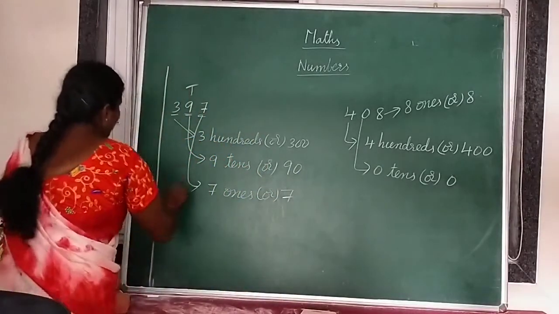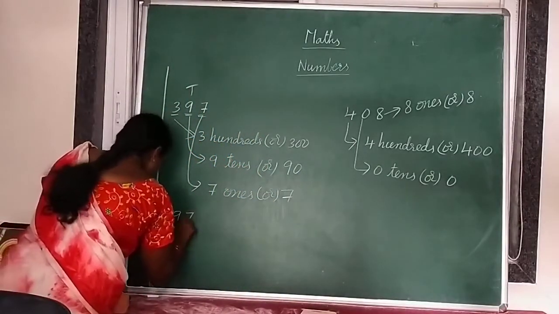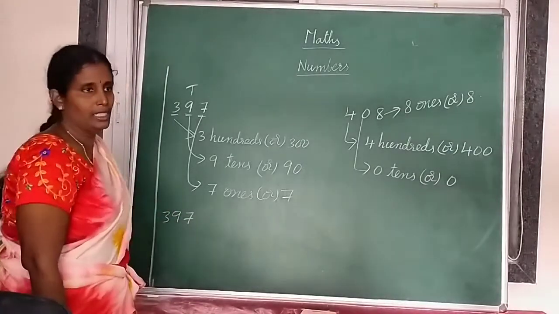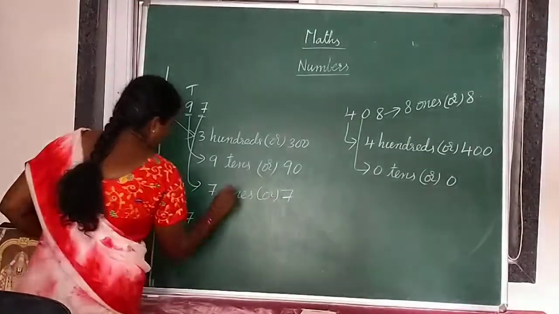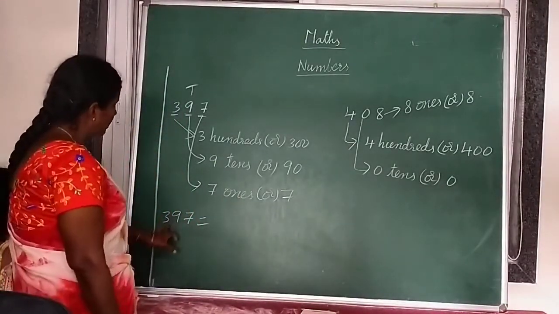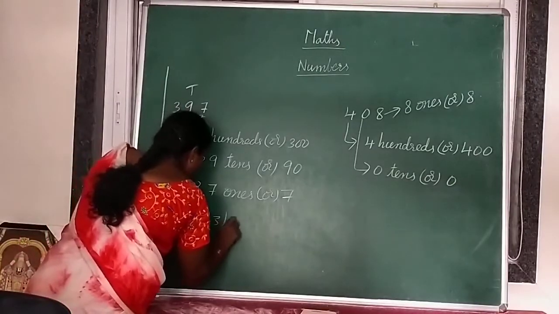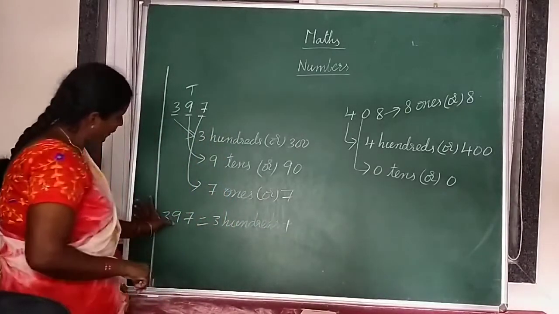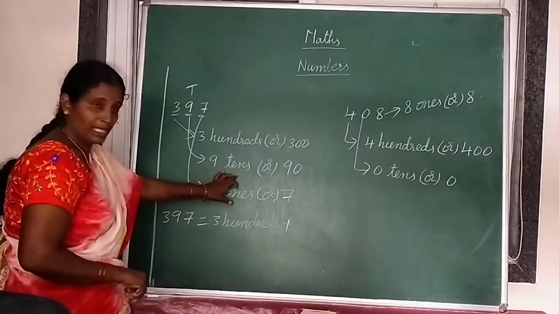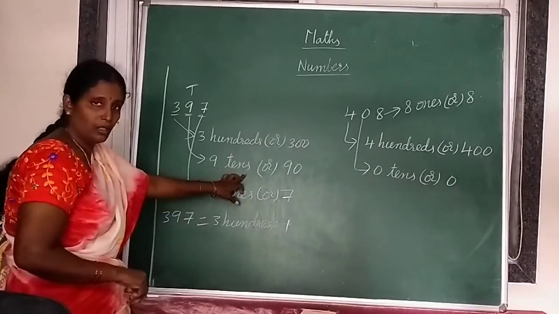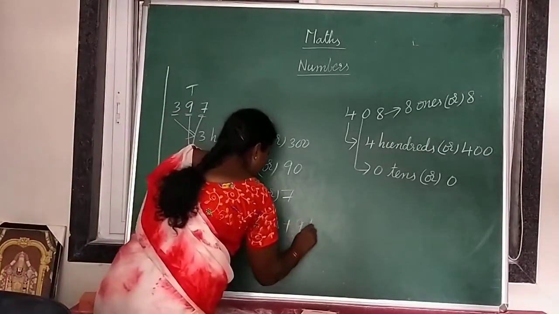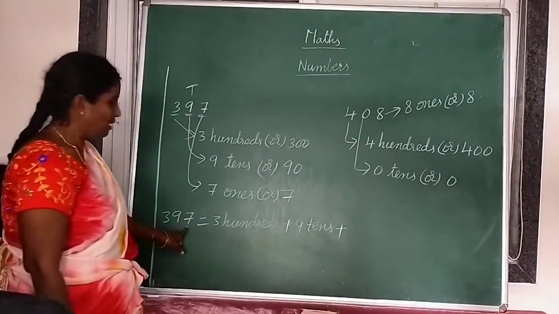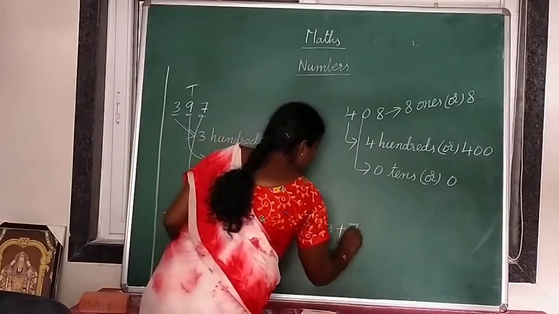Now can you say the expanded form of 397? So what is the expanded form? 300s plus, next, the place value of 9 is 9 tens now. So plus 9 tens plus, and this is 7. So it is nothing but 7 ones.